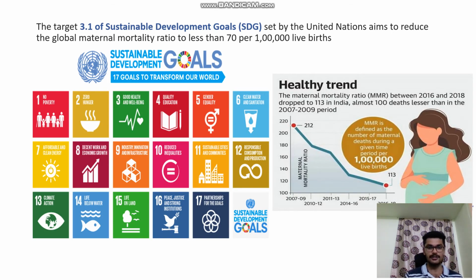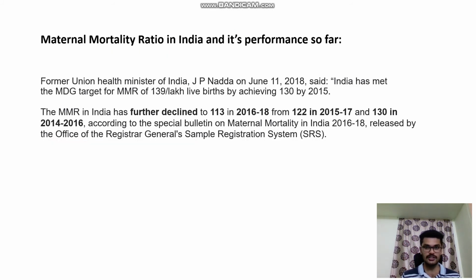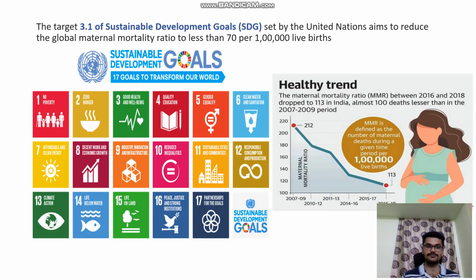Moving on, here are the 17 goals that were taken up by the United Nations for the Sustainable Development Goals. The target we're referring to here is target 3.1, a subset of the third objective, good health and well-being, which was set by the United Nations and aims to reduce the global maternal mortality ratio to less than 70 per 100,000 live births. India, as we've seen so far, is currently at 113 by the year 2018. We're still waiting on live data as of now.